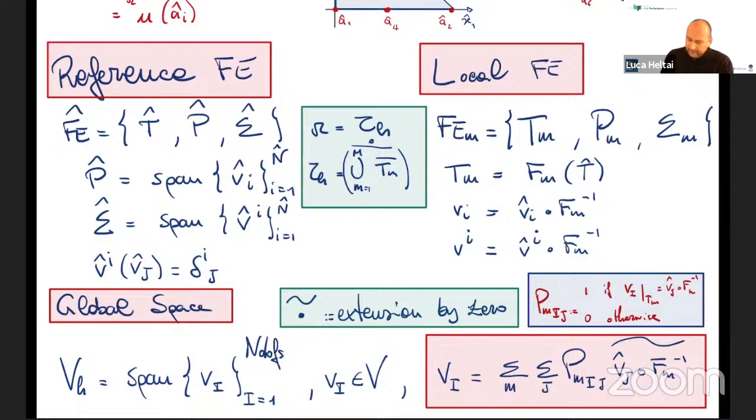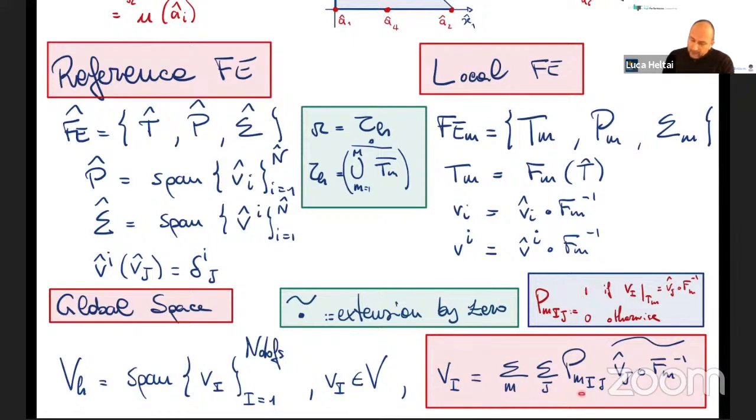And I extend by zero Vj hat composed with Fm inverse. And this gives me a portion of a global basis function. And then by summing over this Pmij Vj composed with Fm inverse, I get the global basis function Vi.